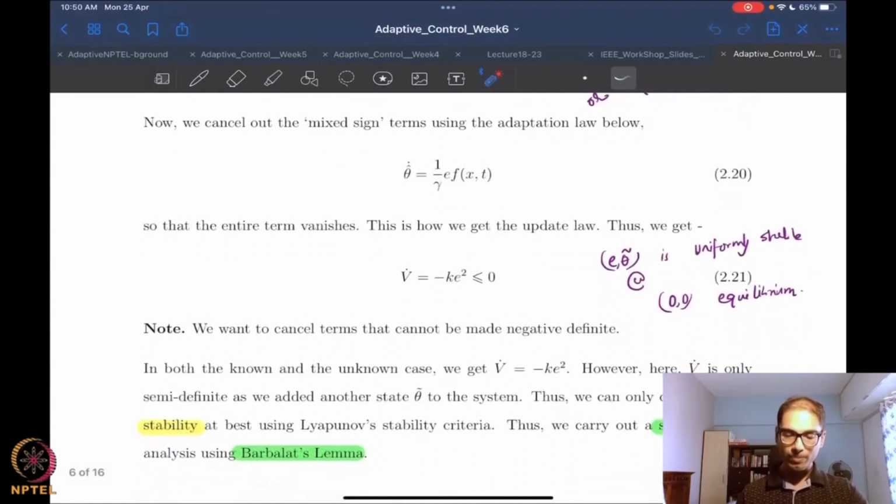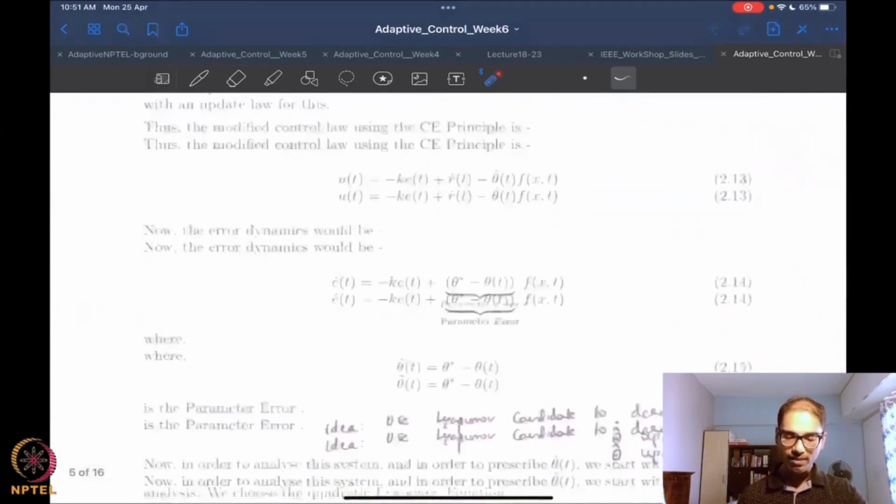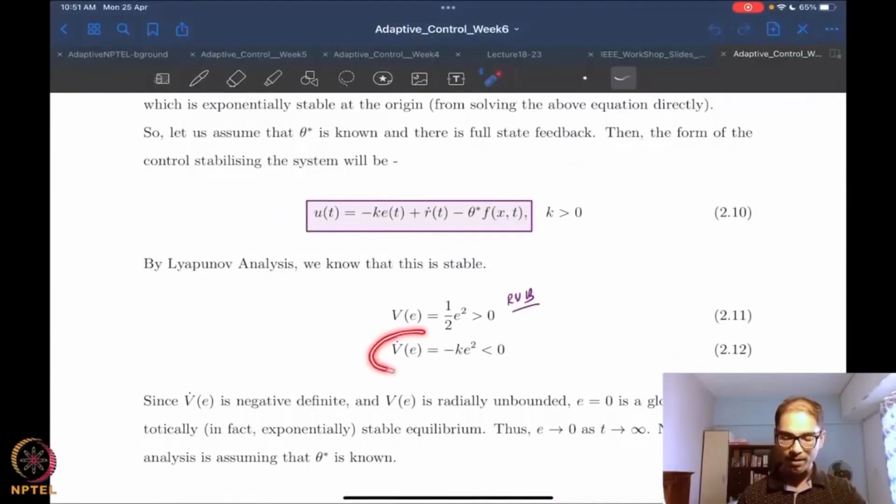Great. So then what do we do? That was the final stage. We got this V dot is minus k e squared. What we notice is that the V dot we get in the adaptive case, that is in the unknown parameter case, is the same as the V dot we end up with in the known parameter case. But there is one major difference: in the known case, there's no theta tilde squared, which is obvious because there is no parameter error. The parameter was assumed to be known.